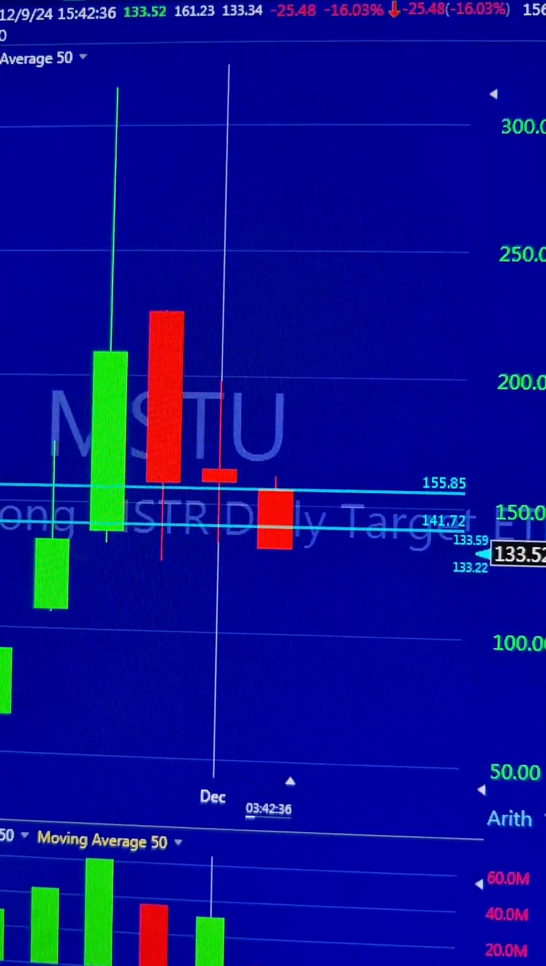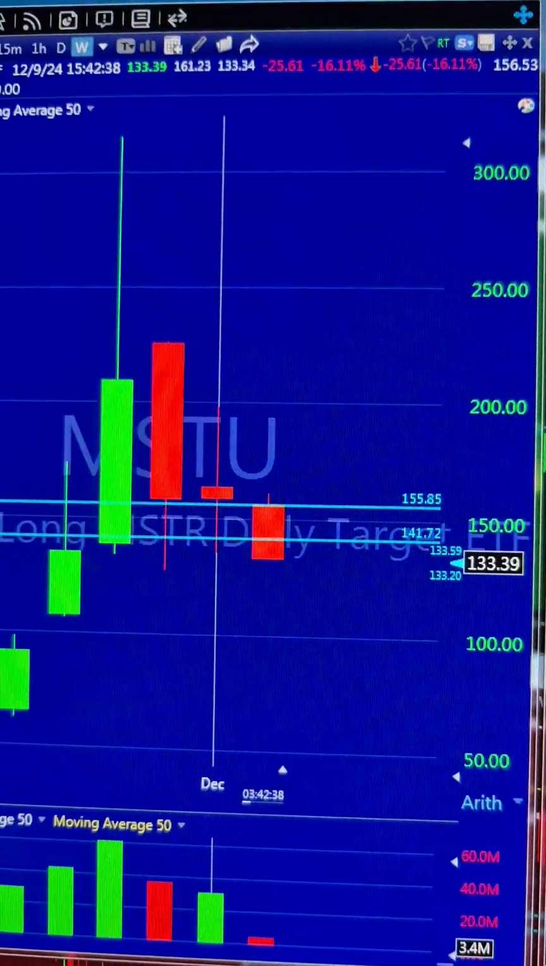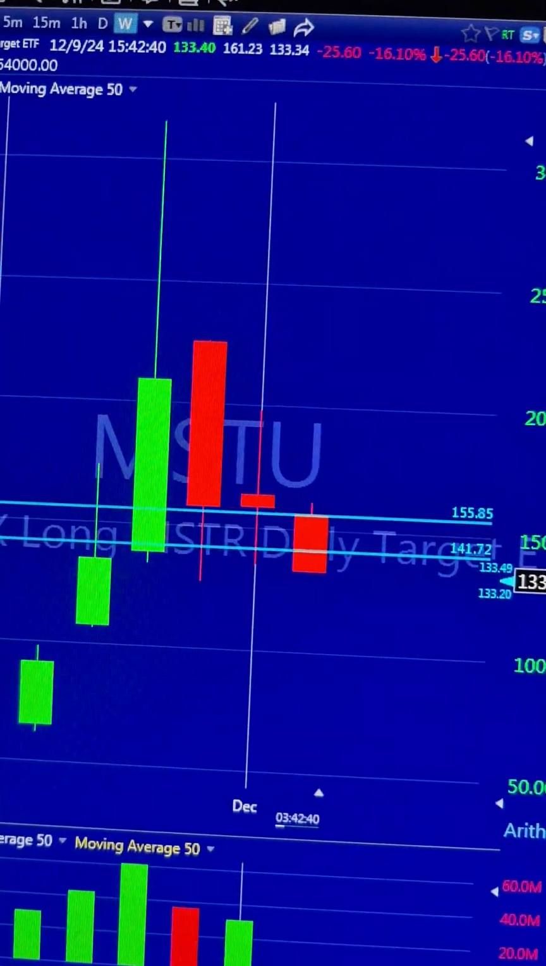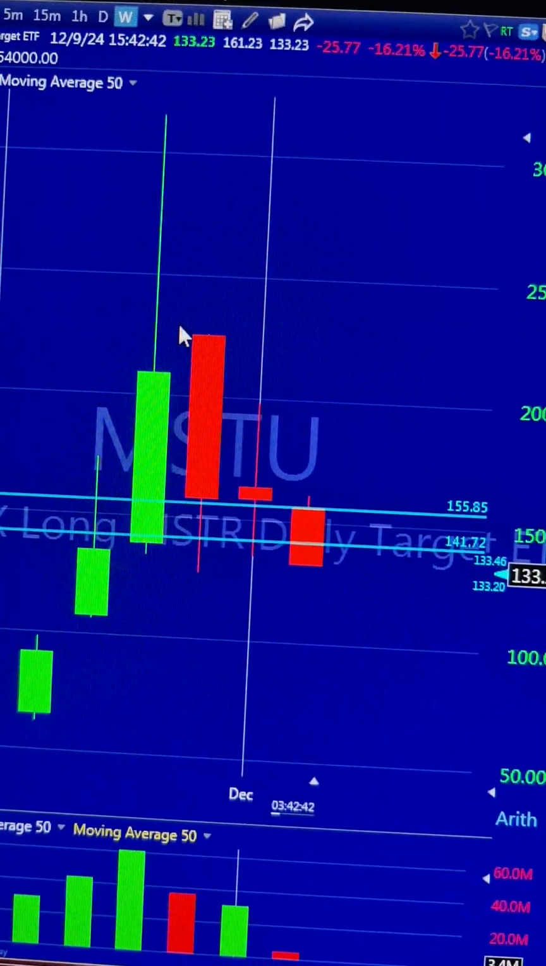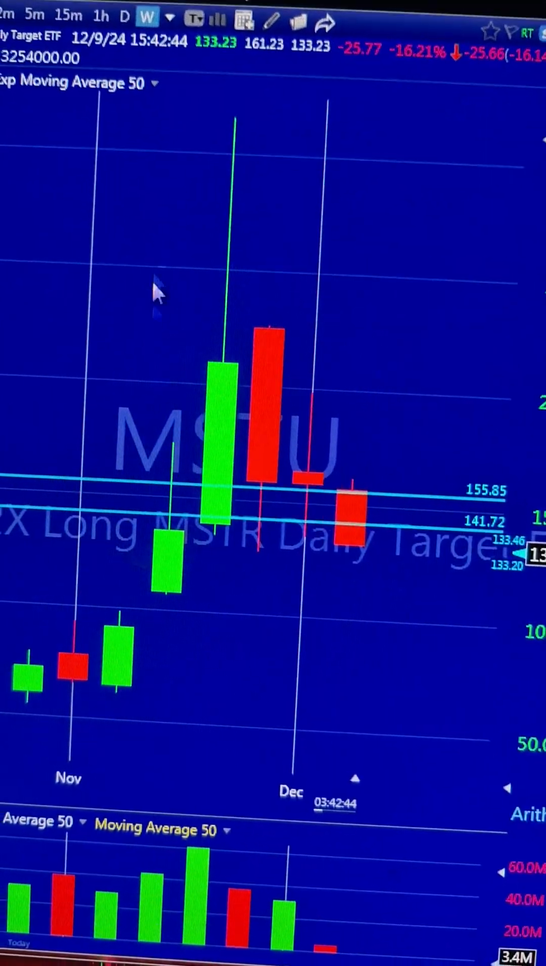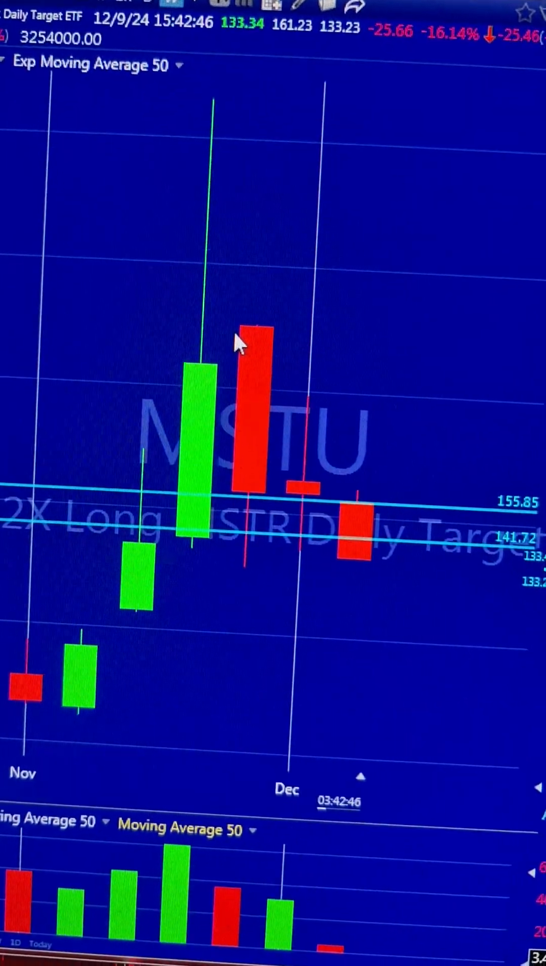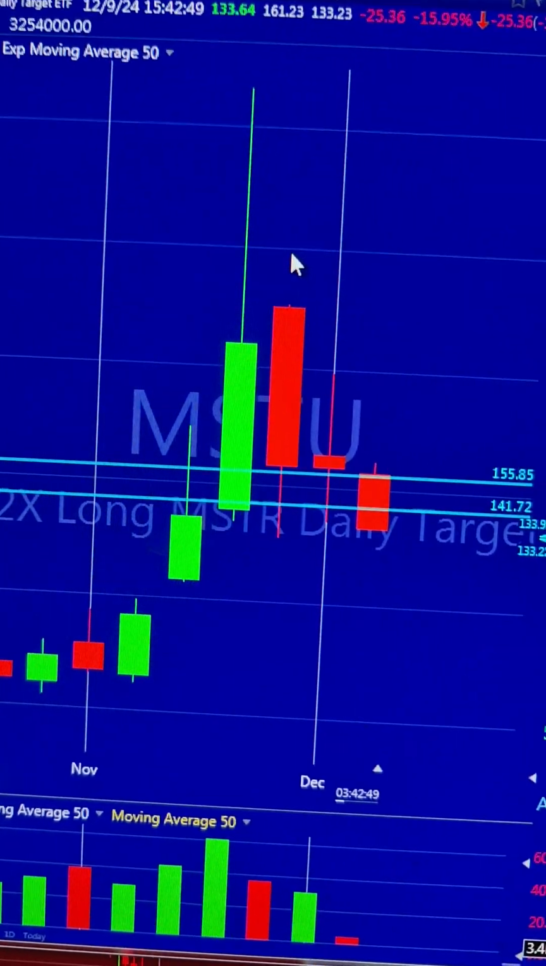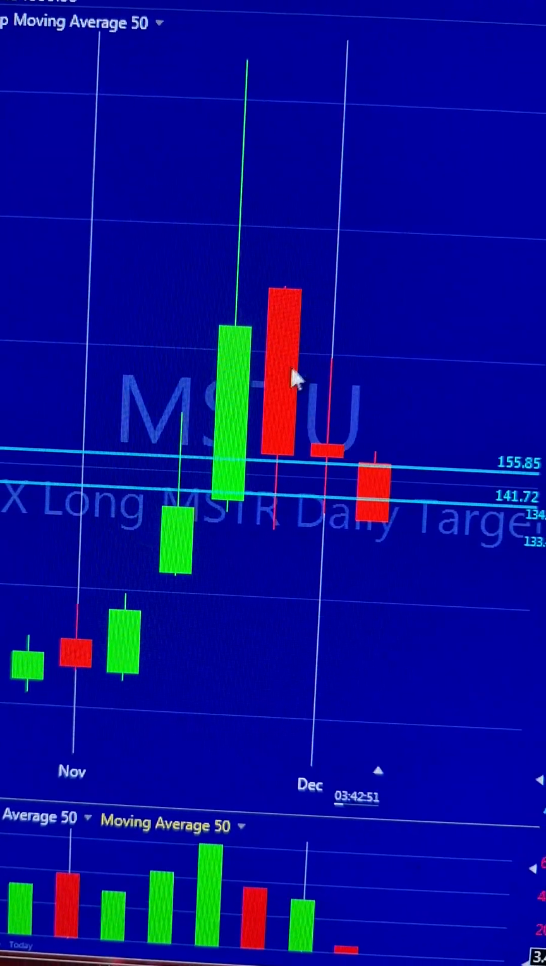All right, it's Monday, December 9th. As we start the week, I wanted to provide another update on MSTU, the ETF that tracks MicroStrategy, a derivative of the whole Bitcoin market. And this is the weekly chart here.